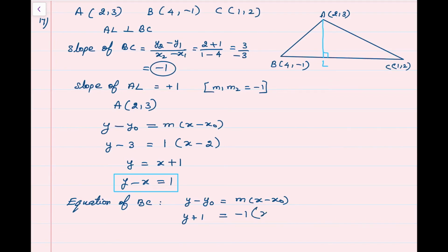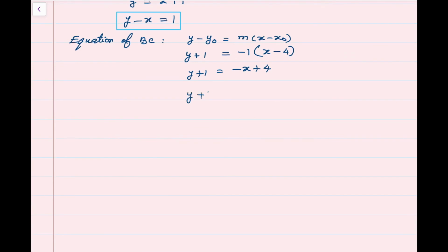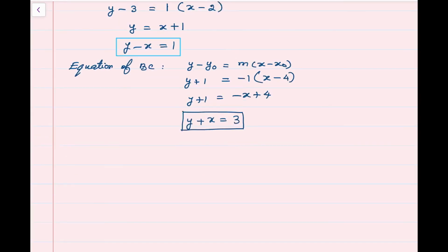Minus 1 times x minus 4. Y plus 1 is equal to minus x plus 4. Equation of BC is y plus x is equal to 3. And A point is 2, 3. So the length of the altitude AL is the distance of this line BC from the point A. And the formula is absolute value of Ax1 plus By1 plus C divided by root of A square plus B square.